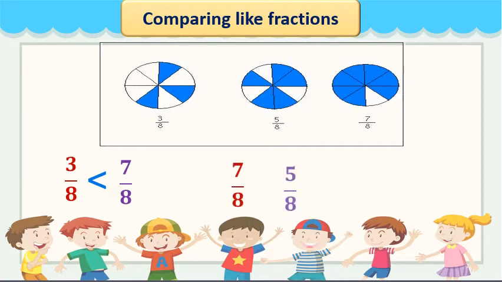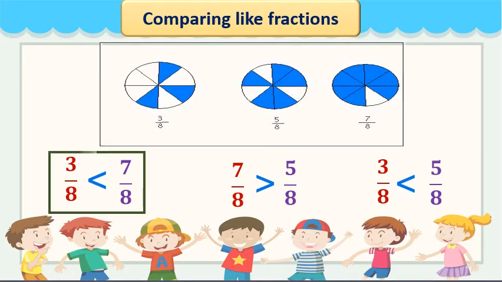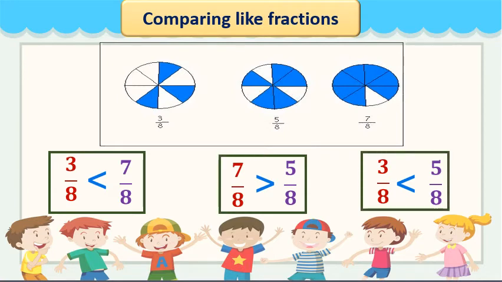Again, 7 upon 8 and 5 upon 8. Compare this. Which is larger one? Yes, you are right. 7 upon 8 is larger than 5 upon 8. Now 3 upon 8 and 5 upon 8. Yes, here also we can say 5 upon 8 is larger than 3 upon 8, because here we can compare the pictures. Correct? Now remember one thing: the larger the numerator in the like fraction, the larger the fraction.